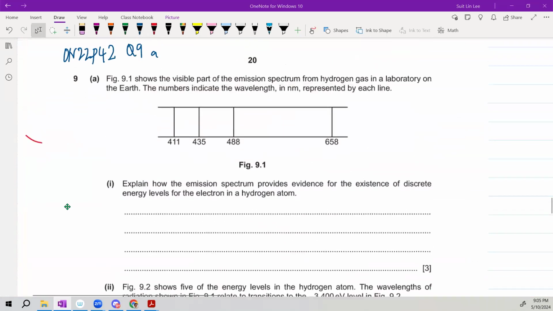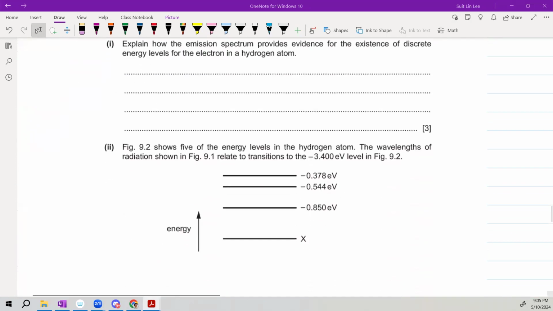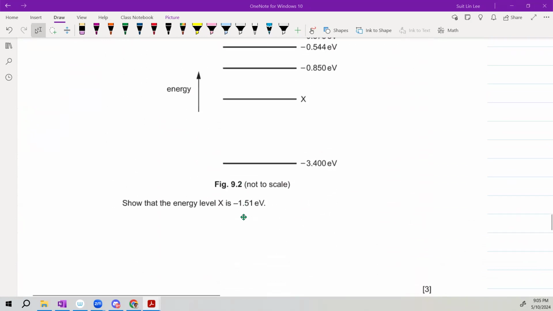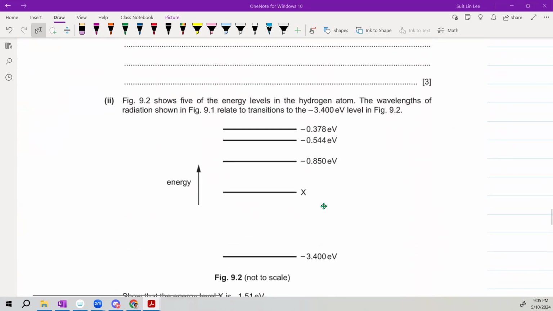Okay, I think the first part is pretty standard. You are just trying to write down the explanation of what discrete lines mean to provide evidence for discrete energy levels. So refer to the mark scheme. Amber is asking A part 2: show that the energy level is negative 1.51.